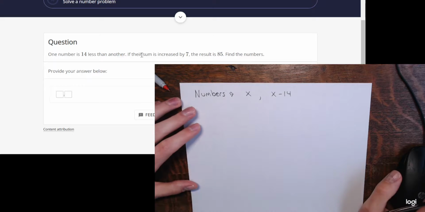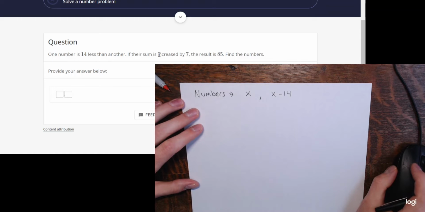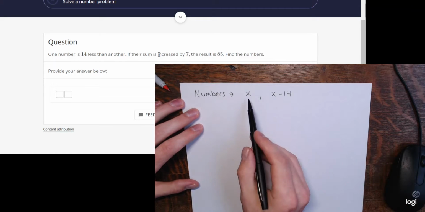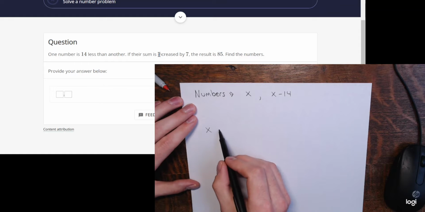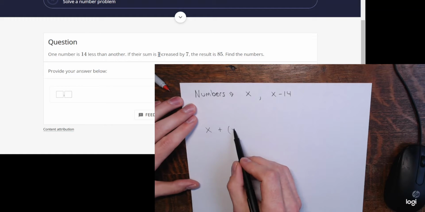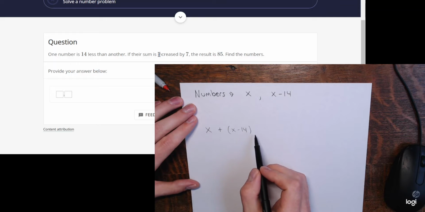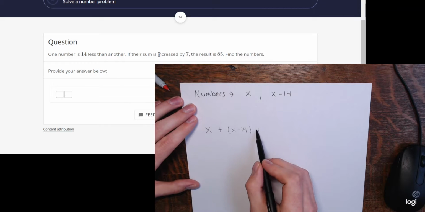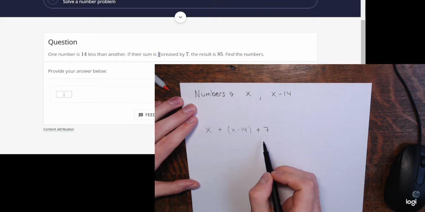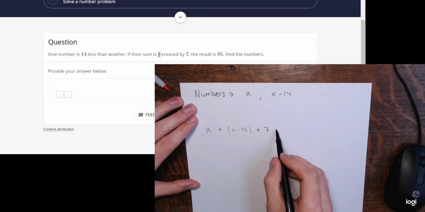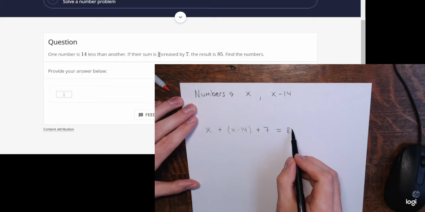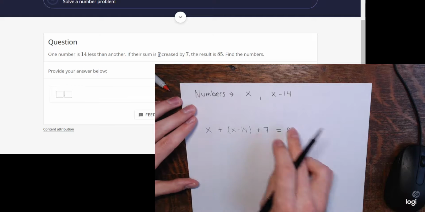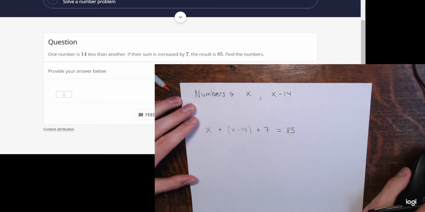Then it says their sum is increased by 7. So that means I add these up, x plus x minus 14, there's their sum. And they said that this is increased by 7, so I add 7 more to it, and the result is 85. This is equal to 85. And then we're asked to find these two numbers here. What is x? What is x minus 14?